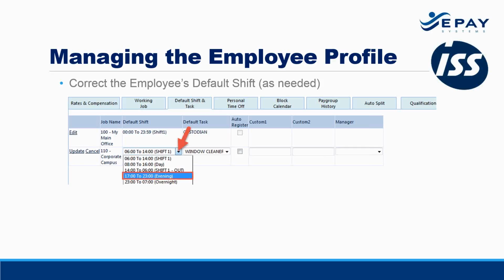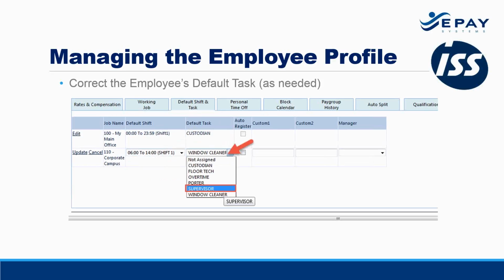The next tab, if we go to the next drop down, you have the ability for the default task, which at this point you can go in there and change the task. By default, in my example, the system thought the employee's default task is window cleaner. However, we need to change it to supervisor. So we just select supervisor, and now it'll update that particular task.